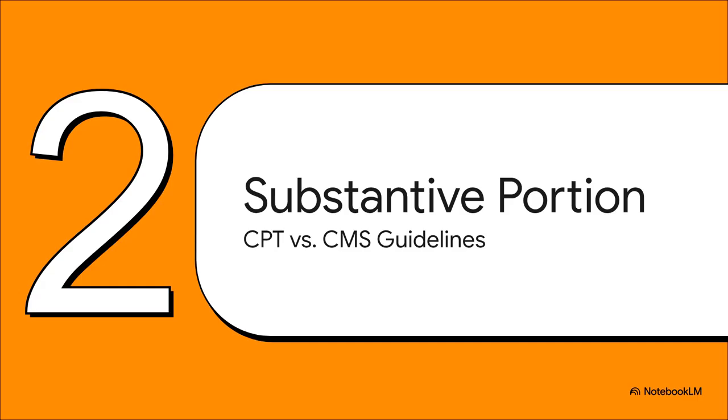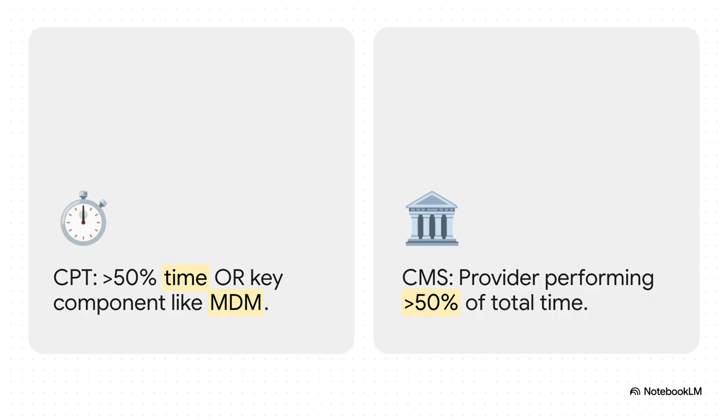Moving right along to Section 2, the Substantive Portion Rule, CPT versus CMS Guidelines. Now, this is where things get a little tricky, because different rulemakers actually have totally different definitions of what substantive means. Under the CPT guidelines, you get a bit of flexibility. They say the substantive portion can be met by either performing more than half of the total time or by performing a substantive part of a key EM component, like medical decision-making, the history, or the exam.